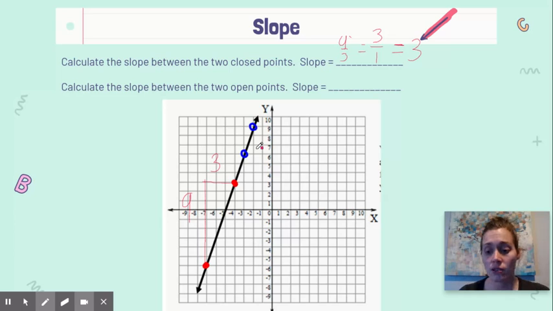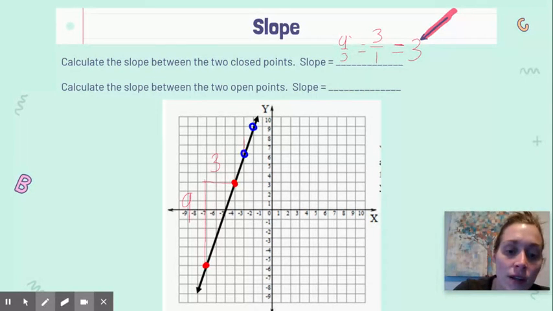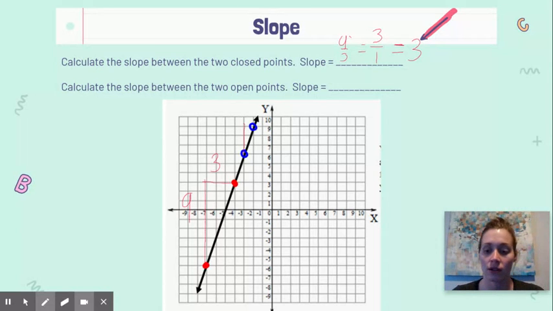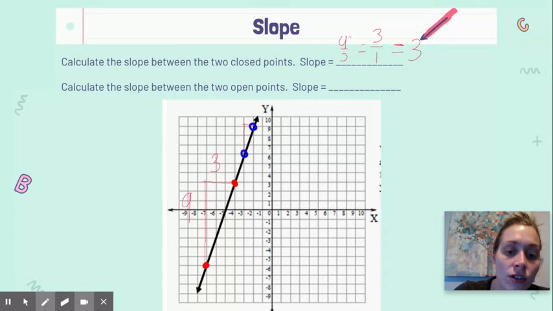And we said the slope should be the same between any 2 points we pick on the line. So let's test that now with our open circles. So we're going to do rise over run from the first open circle to the second, always left to right. So put your pencil on the circle furthest to the left, and then rise up until we're level with the next open circle. And then we're going to run over to the right until we meet up with that open circle.